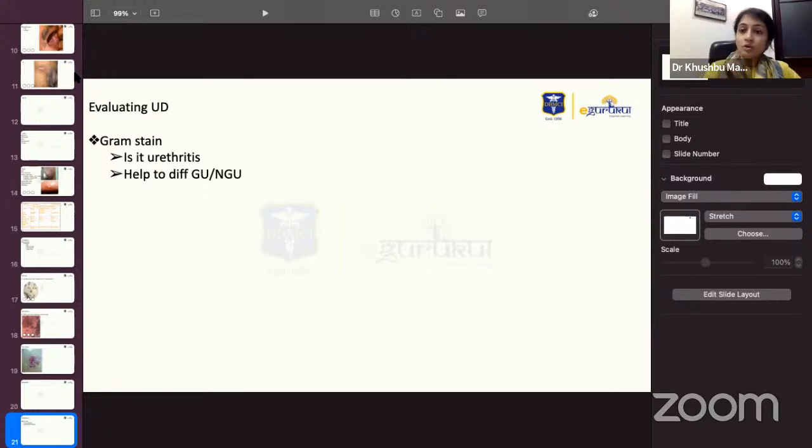Okay, so based on constitutional symptoms, the type of discharge that you got, and on gram stain, presence of these gram-negative intra and extracellular diplococci is all suggestive of gonococcal urethritis. So either of these three things will be given to you when they're talking about gonococcal urethritis.